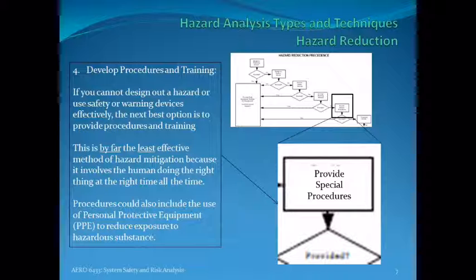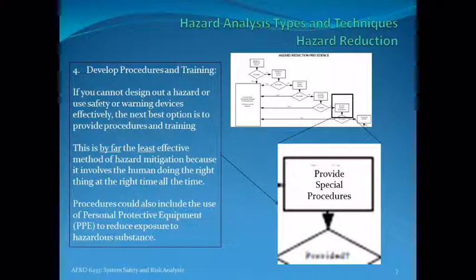If none of the above works, then special procedures may be employed to mitigate the hazard. This is by far the least effective because it requires the human to do the right thing at the right time all the time. Special procedures are like checklists, maintenance procedures, operational procedures, etc. And they're effective, but they're not as effective as the higher in the order of precedence. Working down through the hazard mitigation precedence should give the engineer ample opportunity to think outside the box and try to work out ways to mitigate the hazard.